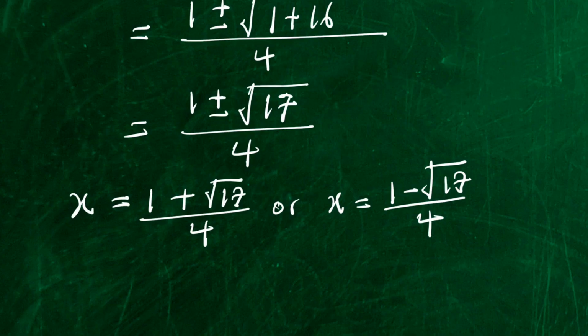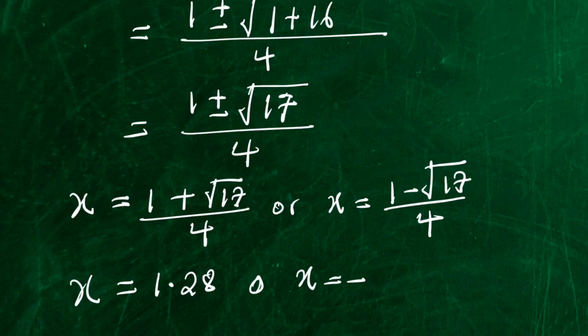So we can go ahead and put this in the calculator and round it to 2 decimal places. If you put this on a calculator, you'll round off to 2 decimal places and get x is 1.28, or x is negative 0.78. And we are done.